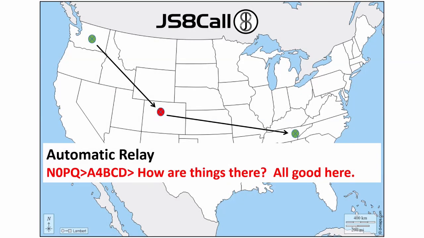So let's say we want to send this message. How are things there? All good here. And we want to send that to our buddy in Tennessee. So N0PQ in Colorado would relay this message to A4BCD. You should get an acknowledgement once A4BCD in Tennessee receives your message. But let's say he's not on the air at the time. You don't get an acknowledgement back. He doesn't receive the message. Well, what you can do is have the message stored in Colorado to be retrieved by your Tennessee station A4BCD.